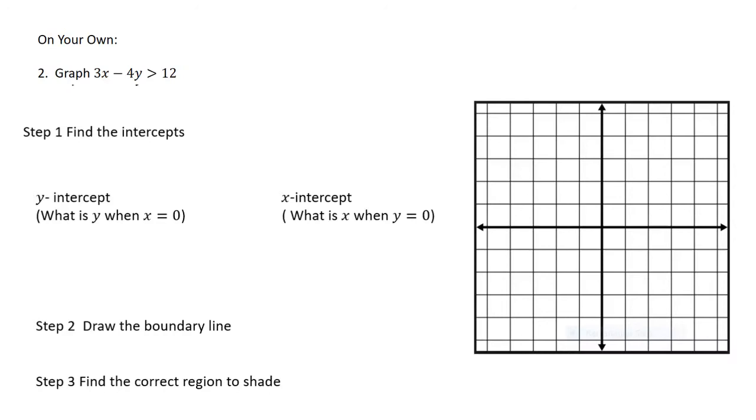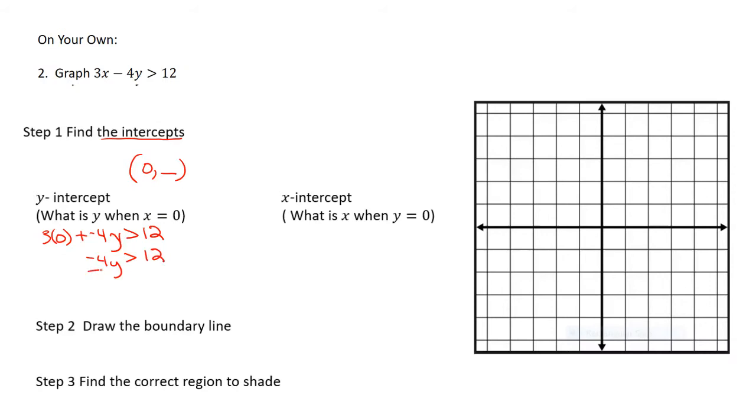Okay, so let's give it a try. Again, we want to graph this by using the intercepts. When we're finding our y-intercept, the question we ask is: what is y when x is 0? So that means we have a (0, something). So 3 times 0 plus a negative 4y is greater than 12. So we actually have 0 plus a negative 4y is greater than 12.